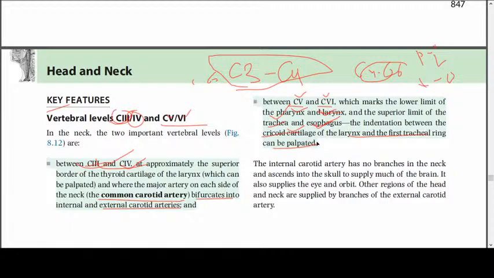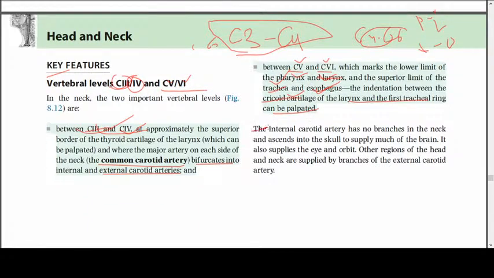The esophagus is basically the upper part of the digestive tract, present just below the oral cavity. So it consists of the inferior part of the pharynx and larynx, and the superior part of the trachea and esophagus.